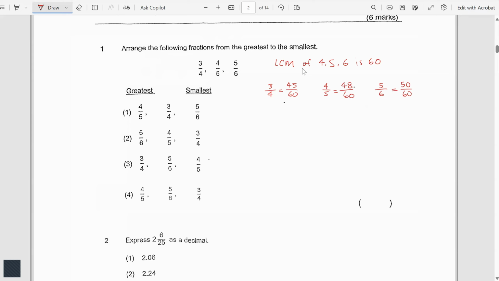Okay, from here I compare. My smallest is 45/60, which is 3/4. So this is the smallest. Then my greatest will be 50/60. Since you want to start with the greatest, we start with 5/6, then 4/5, lastly 3/4. So answer is 2.